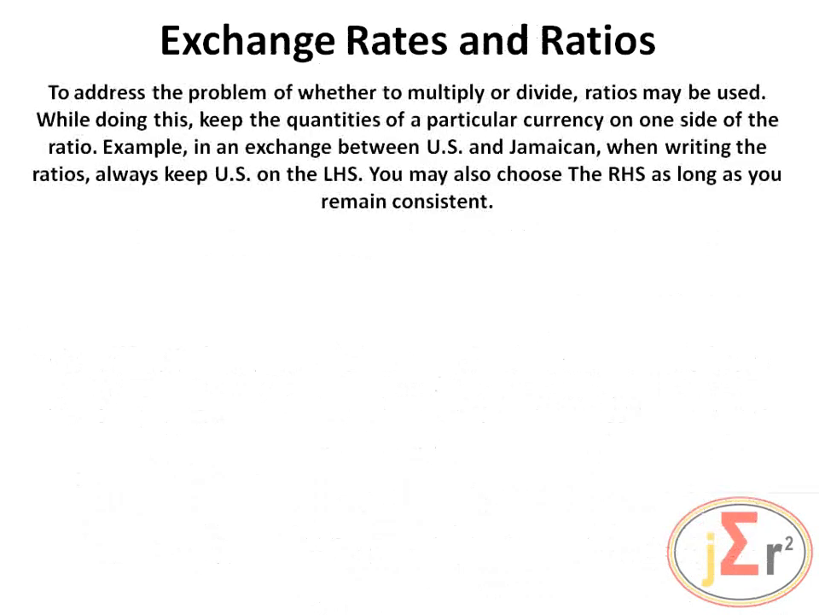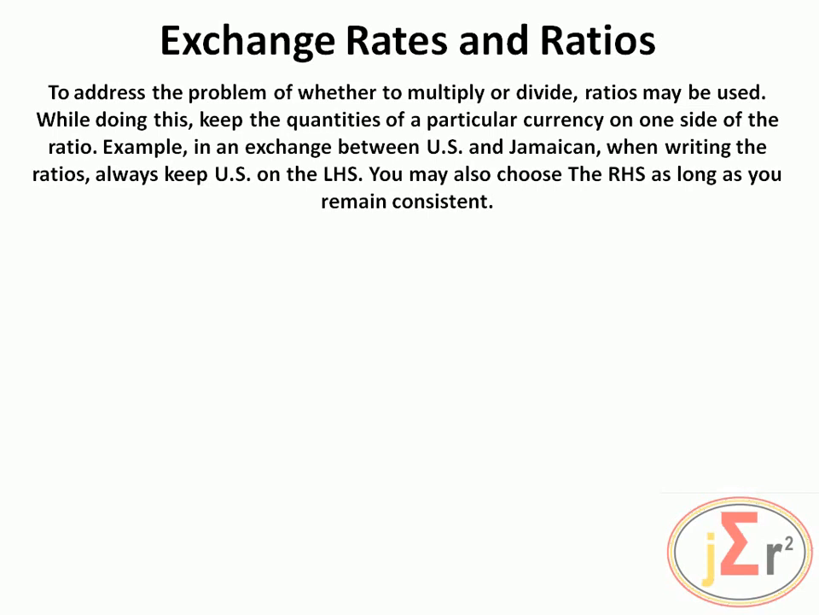To address the problem of whether to multiply or divide, ratios may be used. While doing this, keep the quantities of the particular currency on one side of the ratio. For example, in an exchange between US and Jamaican, when writing the ratios, always keep US on the left-hand side. You may also choose the right-hand side as long as you are consistent.